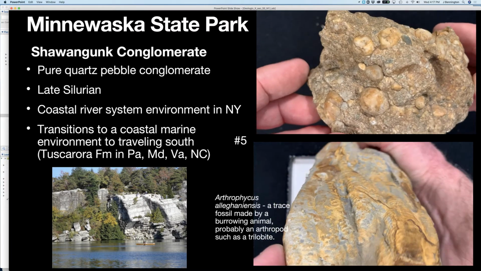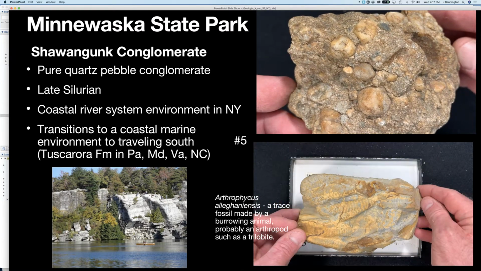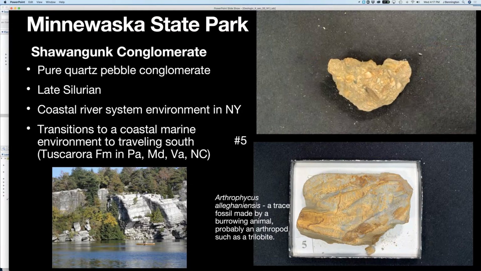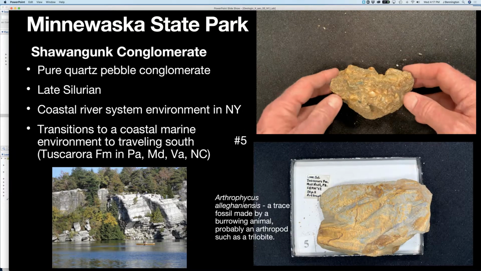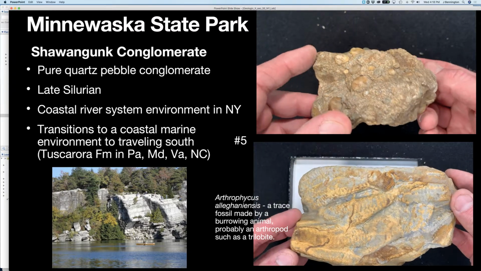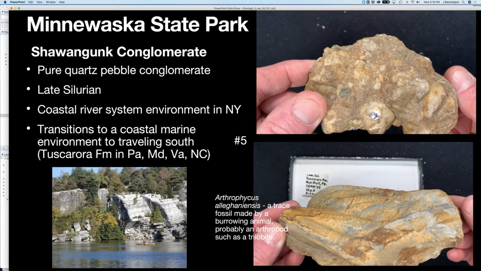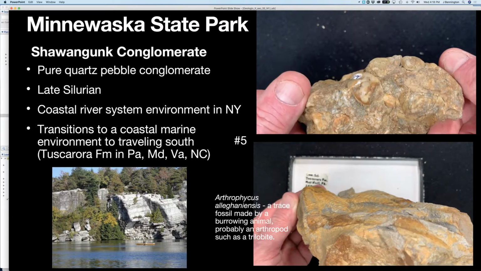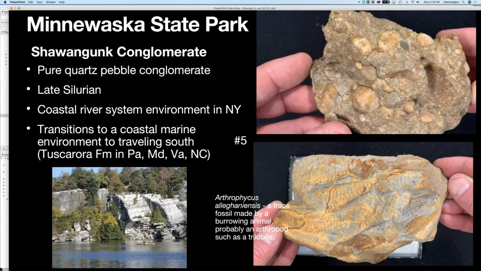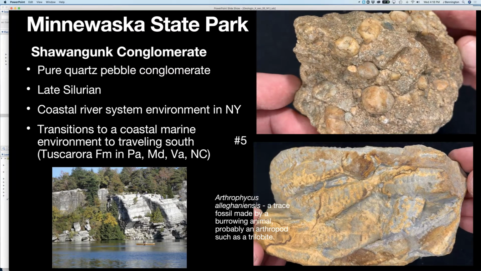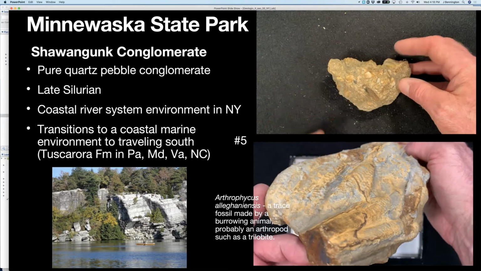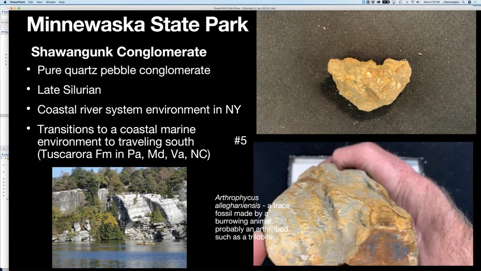But if you follow the Shawangunk conglomerate south, that ridge crosses into New Jersey, where it's called Kittatinny Mountain, and you can follow the same layer of conglomerate all the way down through Pennsylvania into Maryland, Virginia, and North Carolina. By the time you get down into Pennsylvania, you start to find evidence of the environment of deposition changing from a river environment to a shoreline environment. The Shawangunk, well, it changes its name.